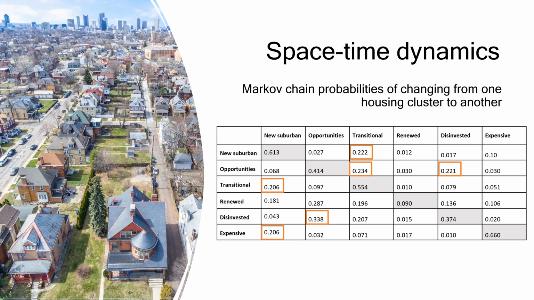Renewed was our worst class, so we'll leave that one there. Disinvested, well, their next likely thing is to become an opportunity, and expensive investments are very likely to remain expensive investments. But if they're not, they might go into this new suburban phase.